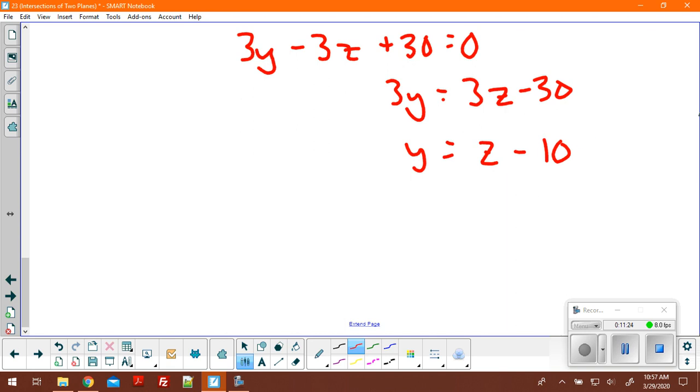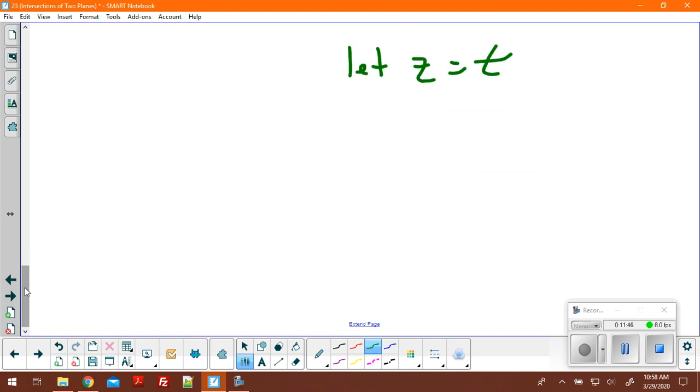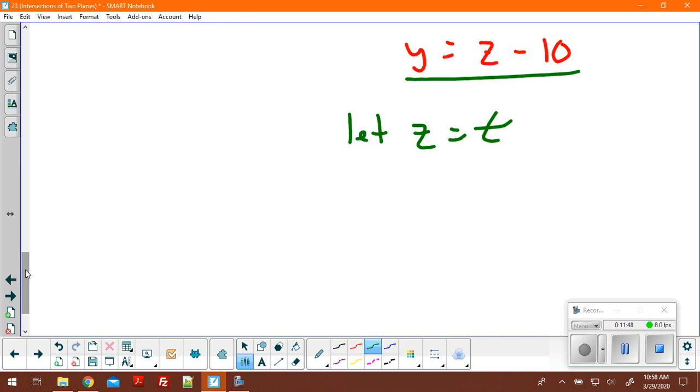So here's a little trick of how we're going to turn this into the equation of a line. This kind of looks like a parameter, right? y equals z minus 10. So we take a step and we're going to say let z equal t. Because I know there's multiple answers, I'm just going to let one of my variables become the parameter. So if I let z equal t, that means y equals, and I'm going to rearrange this so it looks in the right form, negative 10 plus t. That's my second parameter.